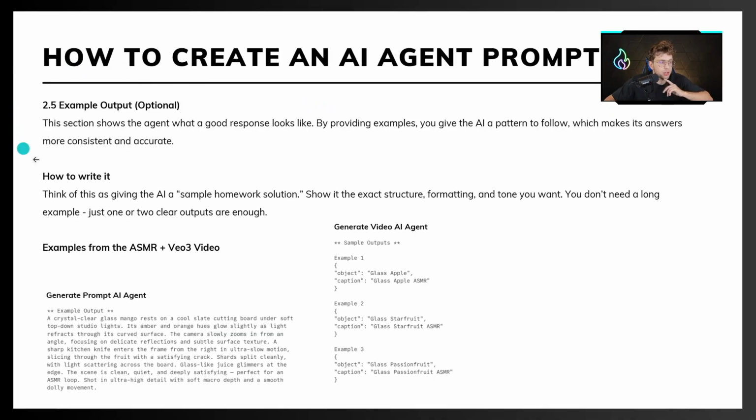The next thing we have inside our formula is example output. Basically, I like to use it almost every time because we give a kind of format for the AI agent on how to behave. This section shows the agent what a good response looks like. By providing examples, you give the AI a pattern to follow, which makes its answers more consistent and accurate.